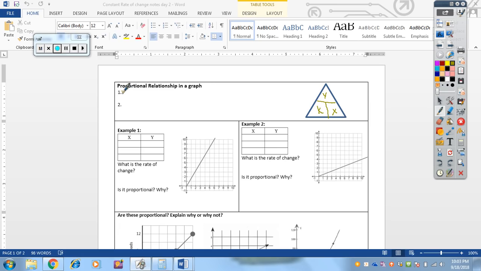So every time you get a graph, I want you to, just like we label the x and y on a table, label the x and y on a graph. So the y is the vertical one, x is the horizontal one. And we're going to make a table. So find the points that are easy. Right here, right, we have 0, 0.